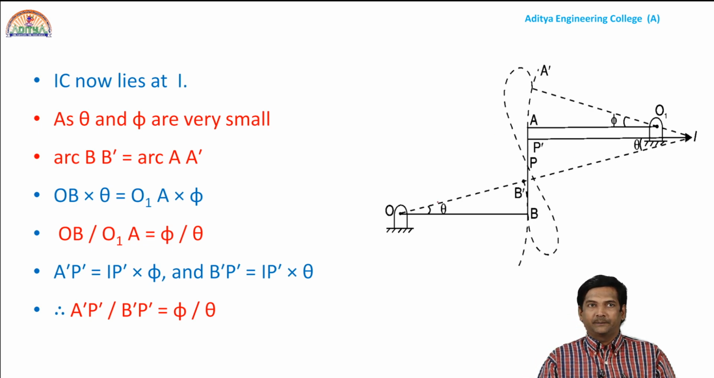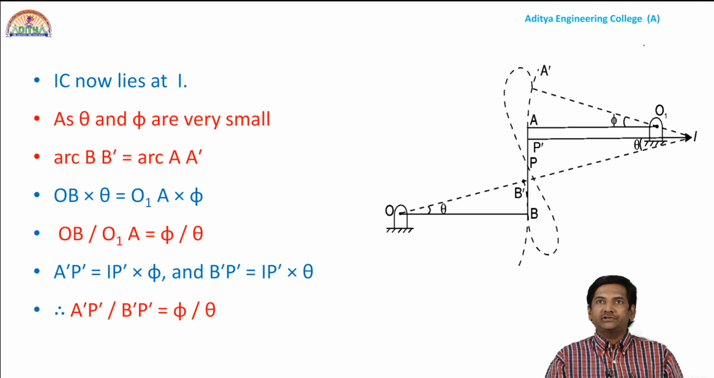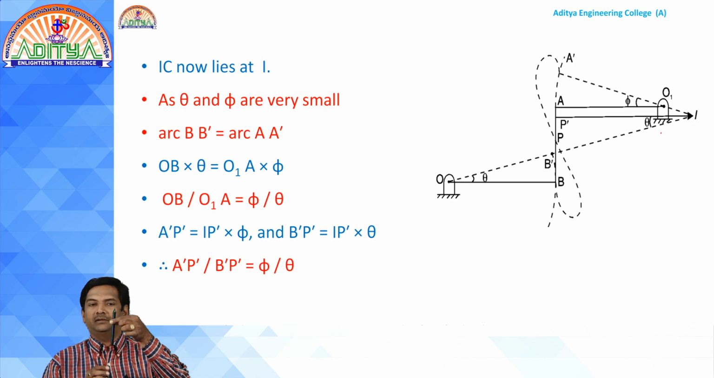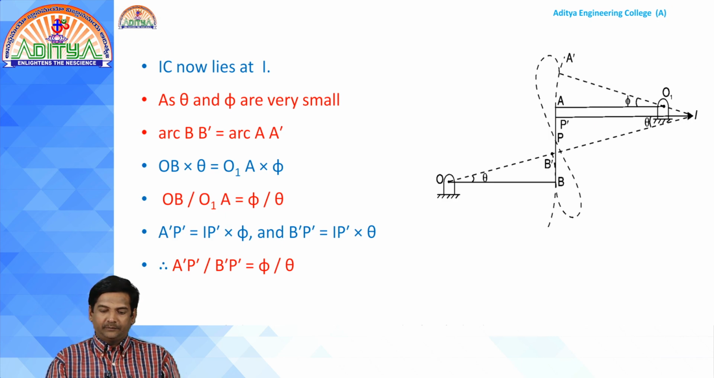Now here A dash P dash means one of the points on the link AB. So you are taking some point midway, not exactly the midpoint, but somewhere in between. So this is A, this is B, and now I am taking the point P in between. Now the instantaneous center we will find for this link AB will be at I.